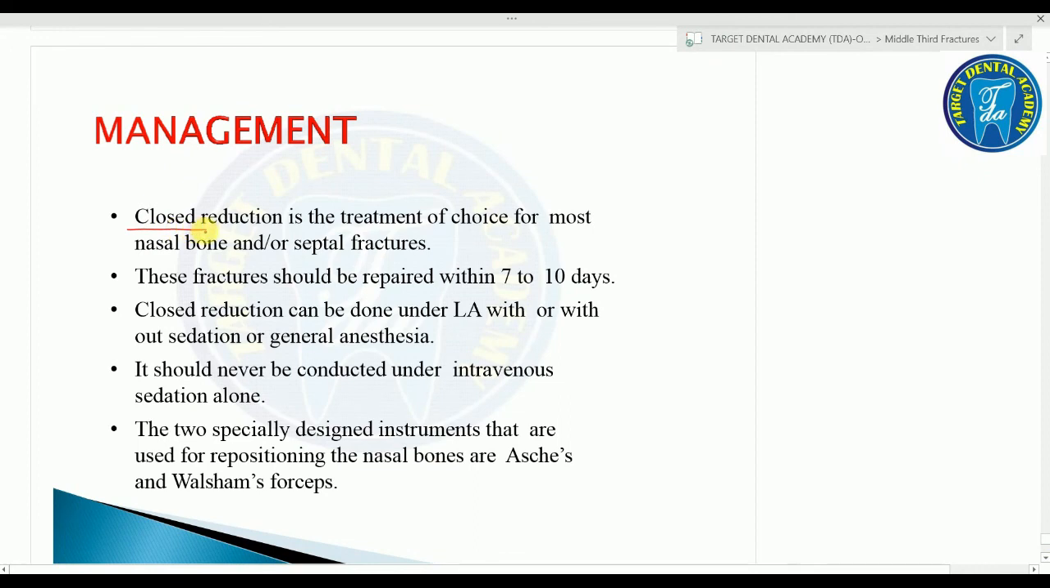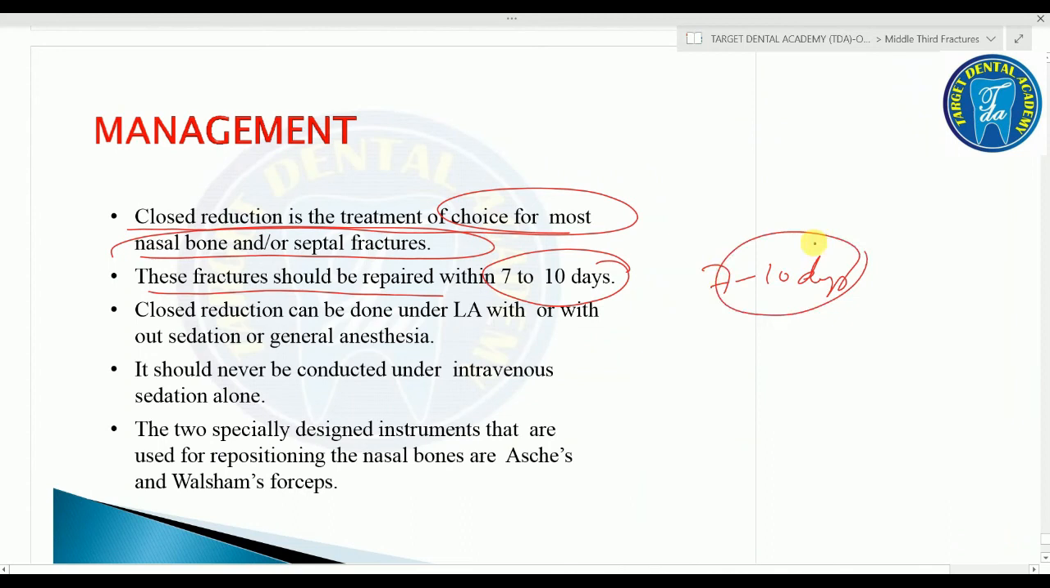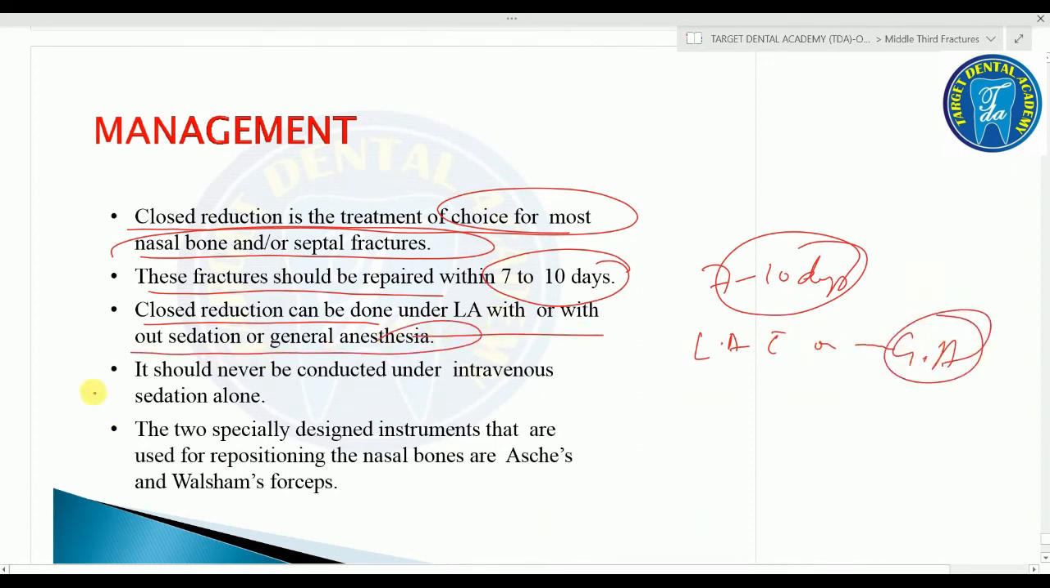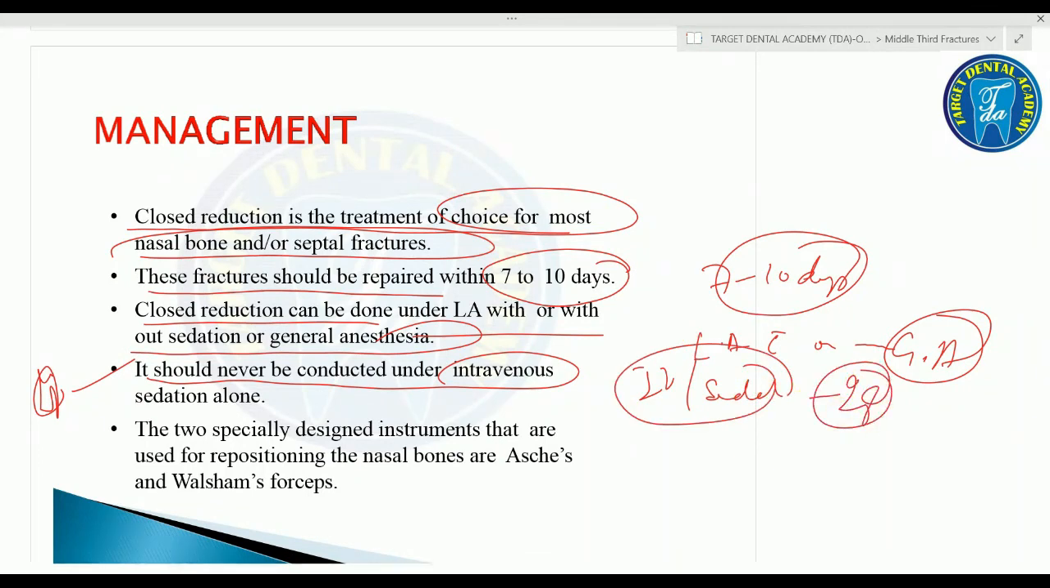Coming on to the last part, that is the management. In this, closed reduction is the treatment of choice for most nasal bone or septal fractures. These fractures should be repaired within 7 to 10 days. The closed reduction can be done under LA with or without sedation, or general anesthesia. Very important point: it should never be conducted under intravenous sedation. Please note it down. The two specially designed instruments used in the management of these fractures are the Asch and the Walsham's forceps. Important.